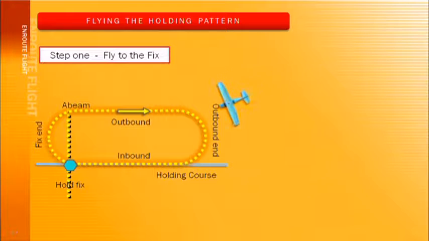That's all you do first. Fly a straight line course using the course or bearing that takes you right to the fix. Your job in step 1 is just to get there. Now, step 2 is more interesting.